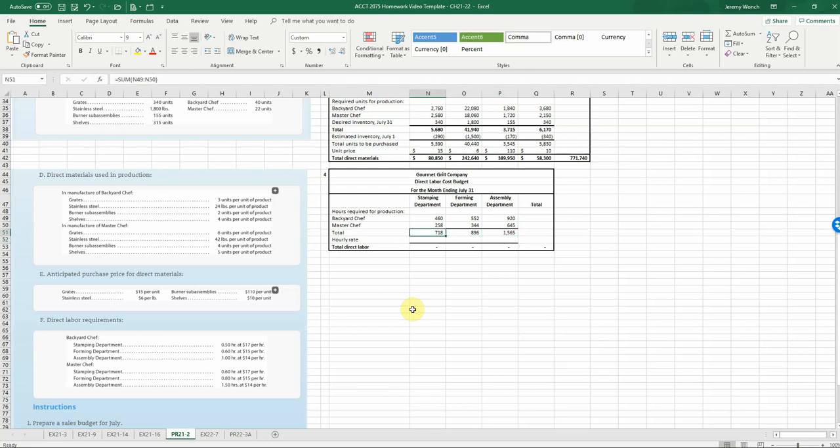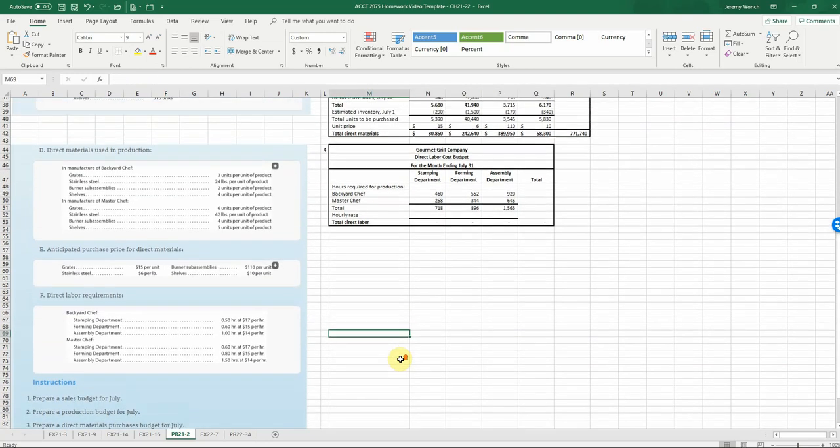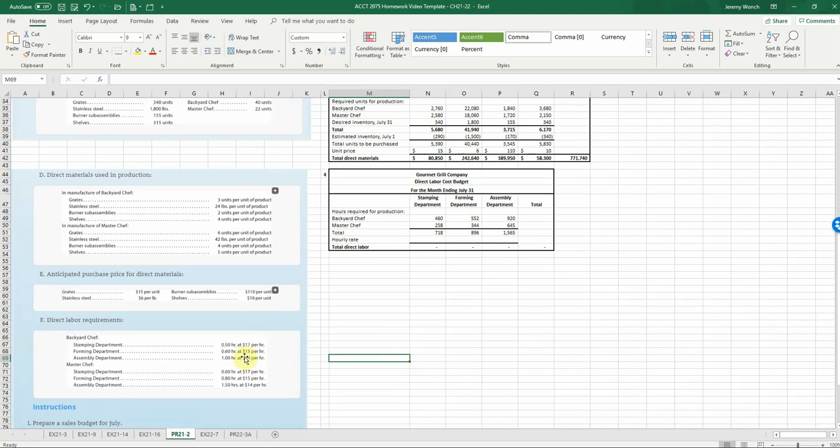So now we know how many hours that we need to put in. Now we just plug in the hourly rate for each department, which is, oh, they got them right here. So the stamping department is 17. The forming department is 15. And the assembly department is 14. So that means our direct labor cost budget is $47,556.